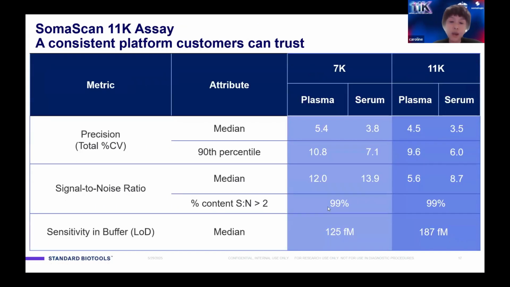In terms of performance, both our 7K and the latest 11K panels have pretty consistent performance, with a median CV of around 5% in human plasma and serum material. The percentage of content with a signal-to-noise ratio above 2 is 99%. And the sensitivity in buffer, which is the LOD in buffer, is in the femtomolar range.